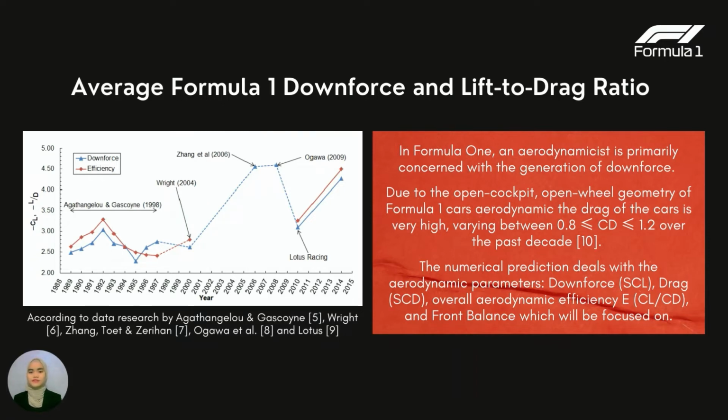Formula One cars have several important aerodynamic areas: front wing, rear wings, dashboard area, sideboard area, floor, diffuser, and many more. Every component of each of these areas contributes to the performance and the efficiency of the car. The numerical prediction studies often deal with some common aerodynamic parameters: downforce, drag, overall aerodynamic efficiency, and the front balance, which will also be considered in this study.